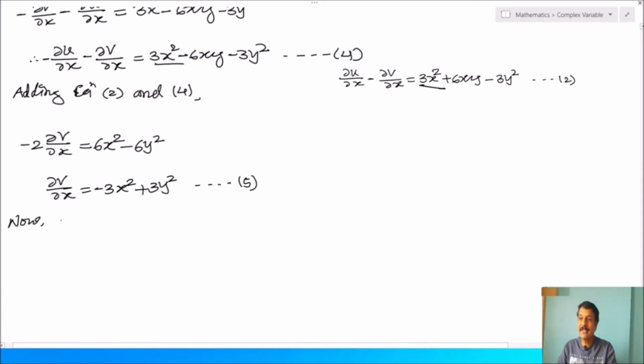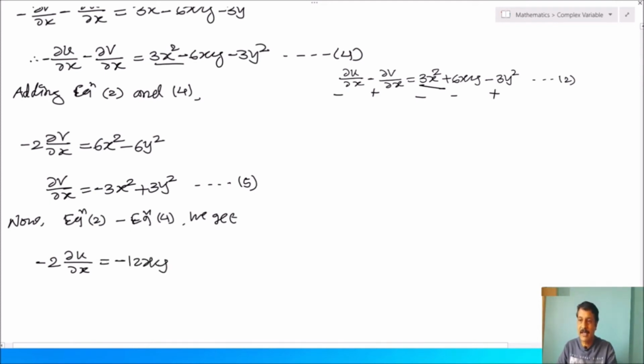Now, subtracting equation 4 means here equation 2 minus equation 4. We get, so it will be minus, it means that everywhere the sign changes, and I am getting here minus 2 times ∂u/∂x. This minus and plus ∂v/∂x get cancelled, 3x² minus 3x² get cancelled, minus 6xy, it is a minus 12xy, and the minus 3y² plus 3y² get cancelled, and therefore I am getting ∂u/∂x equal to 6xy. This is equation number 6.